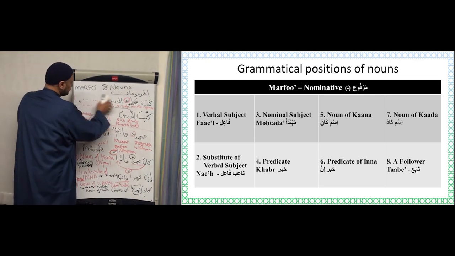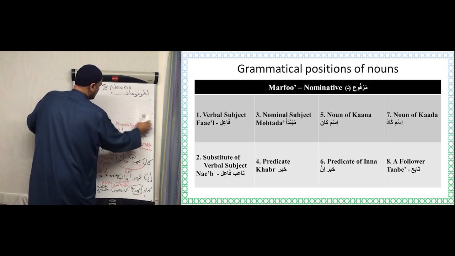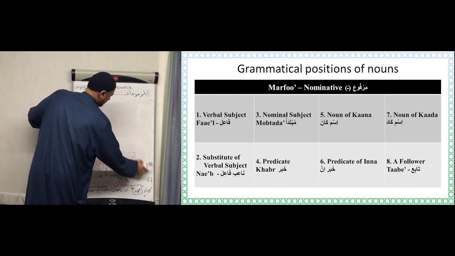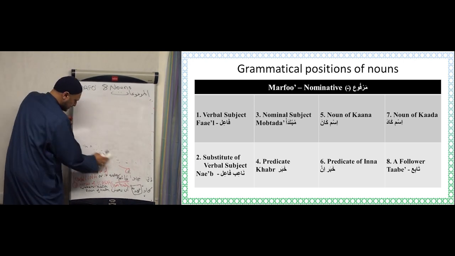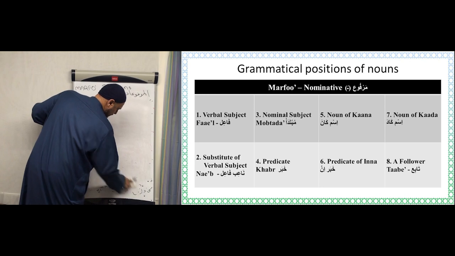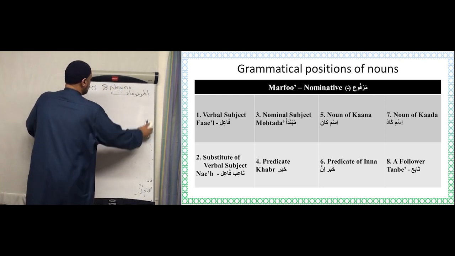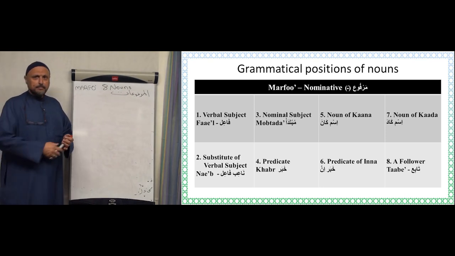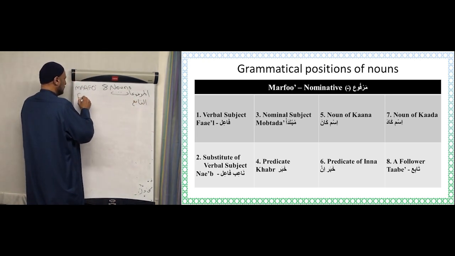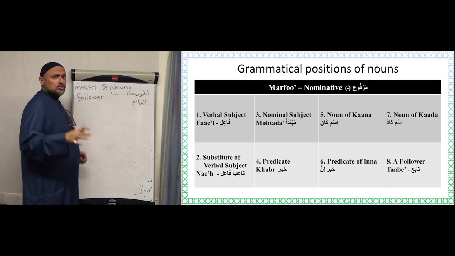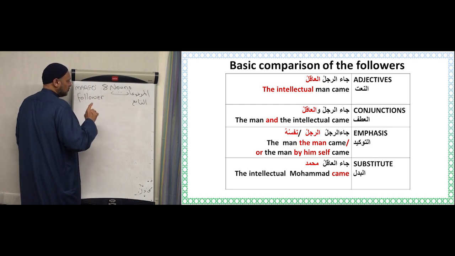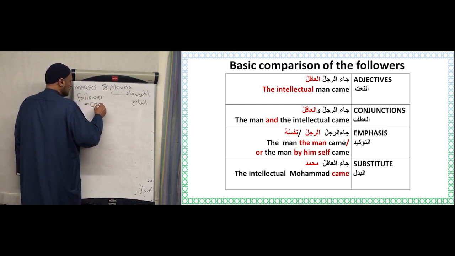Now the last one, the eighth marfu', is very easy. It is called at-tabi', the follower. At-tabi' is a follower, and there are four types of tabi'. Tabi' goes into the marfu', mansub and majrur. Why? Because it follows. So let's take the conjunction. I'm going to take only the conjunction today.